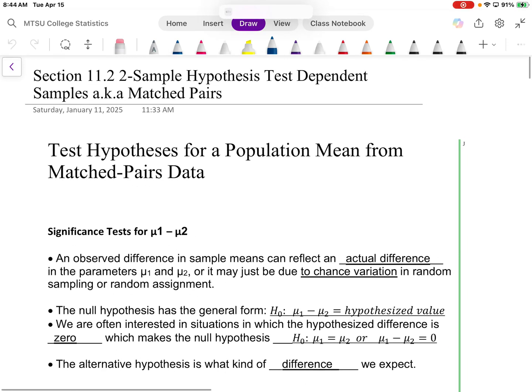Today we're dealing with sections 11.2 and 11.3. Section 11.2, we're doing two sample hypothesis testing for dependent samples, also known as matched pairs.